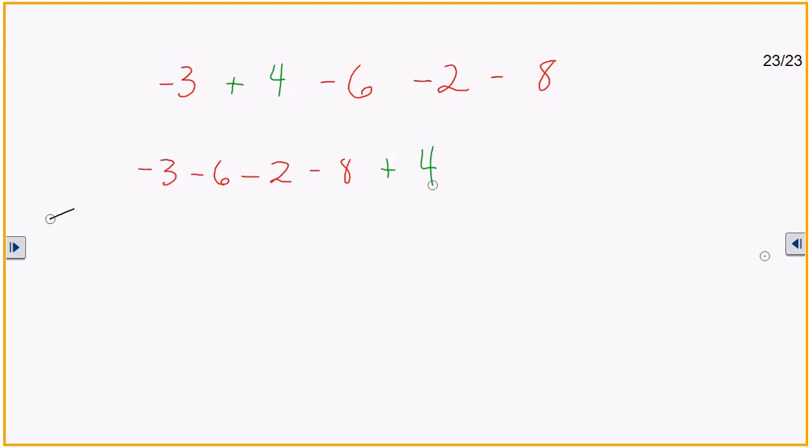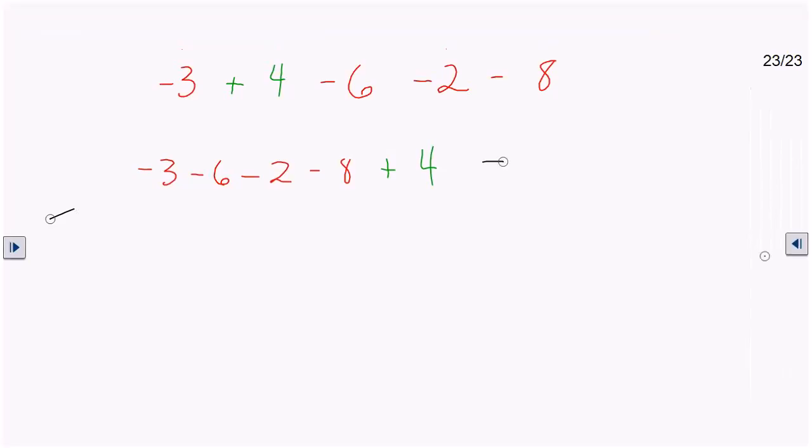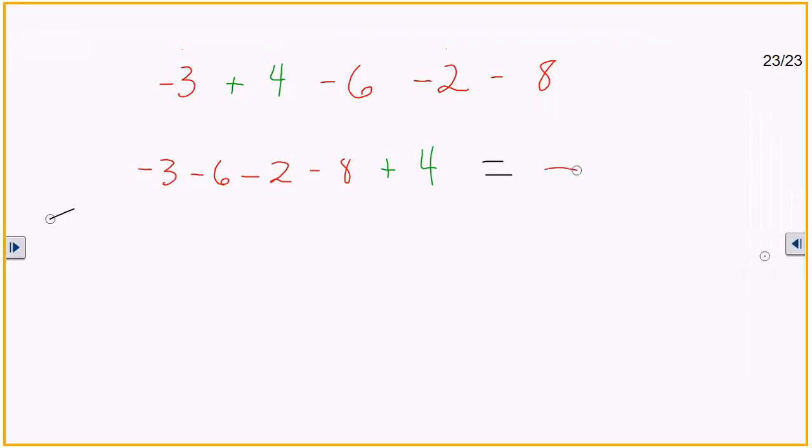Somebody tell me what's greater, the income or the debt? The debt is greater. So your answer, I don't care what you come up with, is going to be in debt. So let's figure out how much debt we're in. You owe $3, you owe $6, you owe $2, you owe $8. You owe $21, but let's check it.